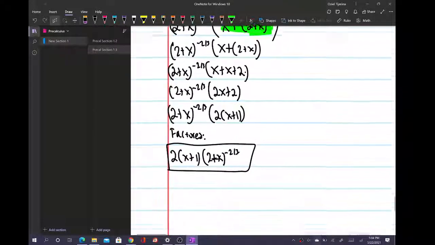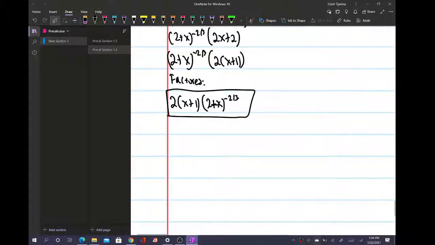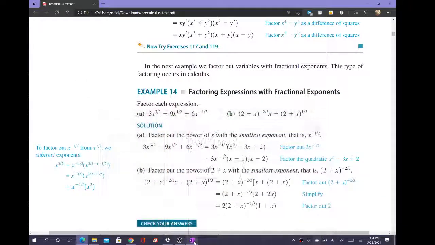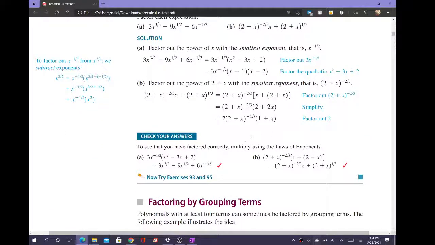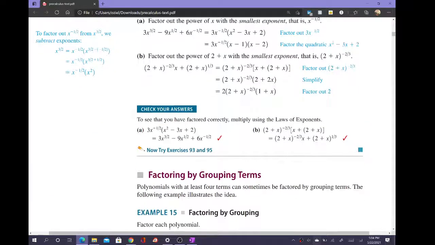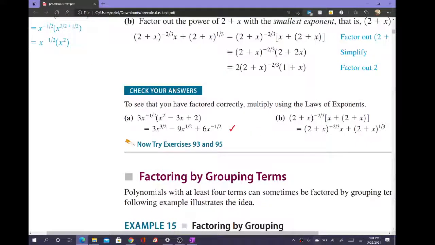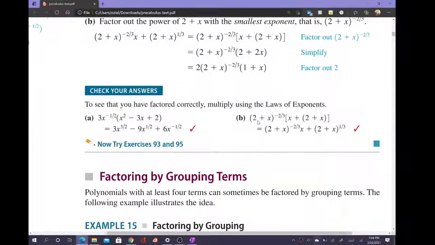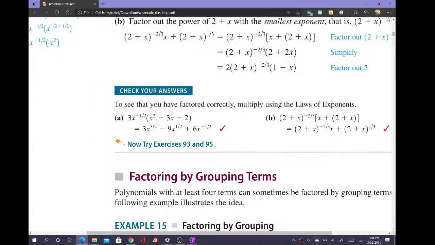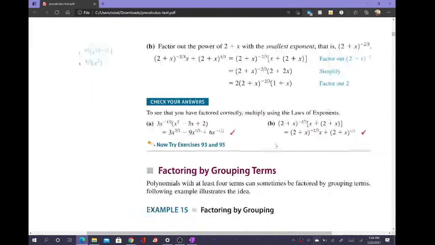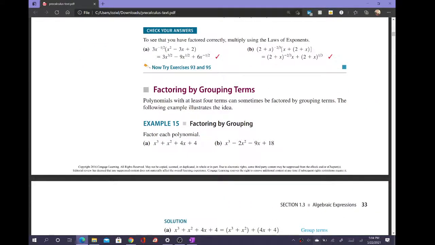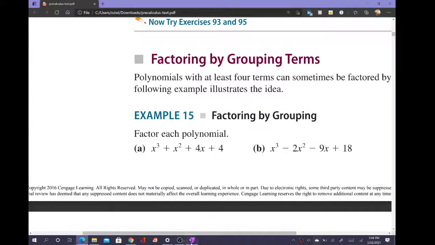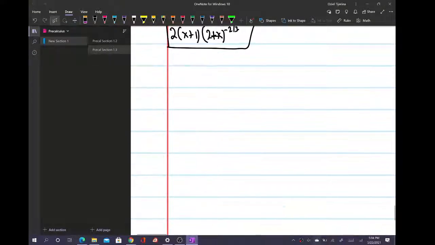And the reason why they want us to know how to do that is because in calculus, it's very important that we know how to do this, right? So, of course, we can go ahead and check by using the laws of exponents. We can multiply it back in to make sure that we've factored it correctly. Now, there's also factoring by grouping. Factoring by grouping is another thing.